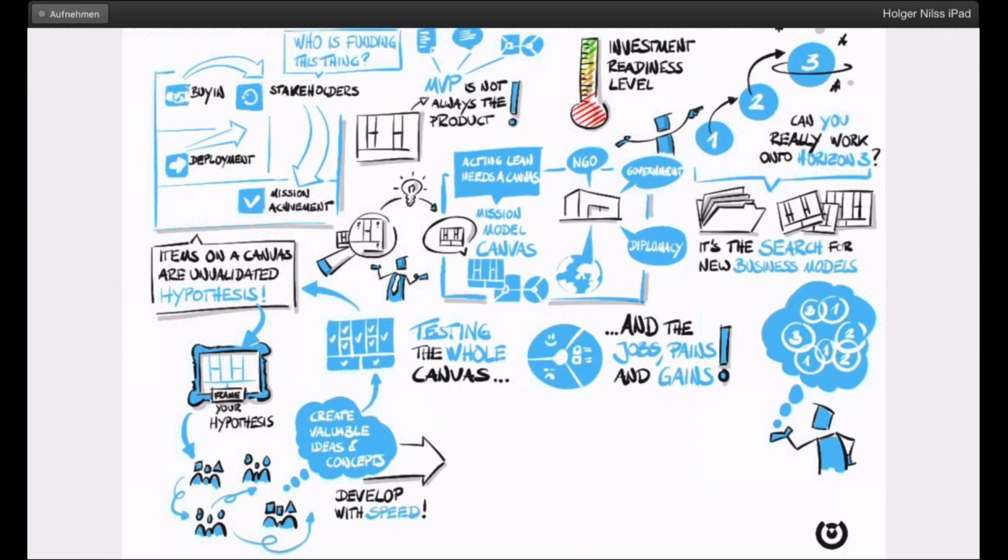So let's talk a bit about monetization, because a lot of people have been wondering how to address the issue of financial sustainability. Does the mission model canvas complement the type of work we would have to do with the business model canvas? Do they work side by side, or can one replace the other in this instance?